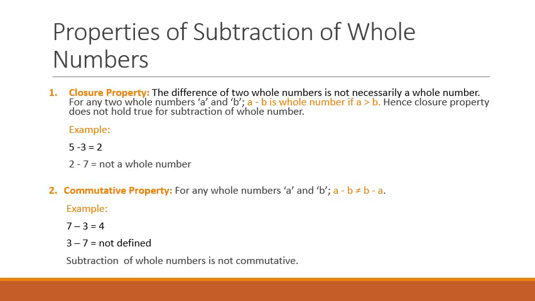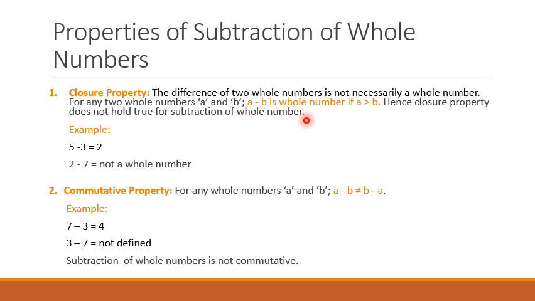Now let's see the properties of subtraction of whole numbers. The first property is the closure property. The closure property of subtraction says the difference of two whole numbers is not necessarily a whole number. For any two whole numbers a and b, the difference a minus b is a whole number only if a is greater than b. Hence, the closure property does not hold true for the subtraction of whole numbers.